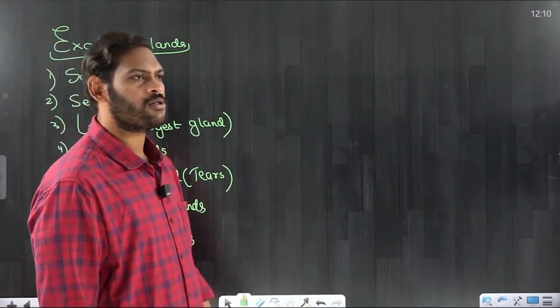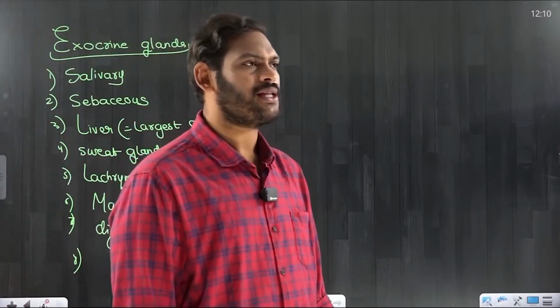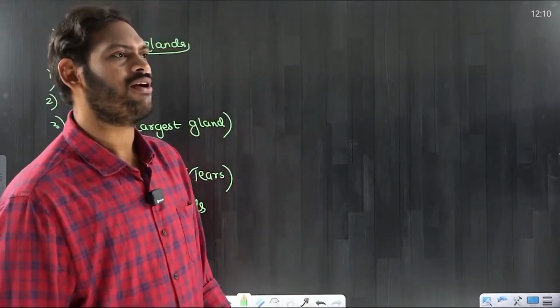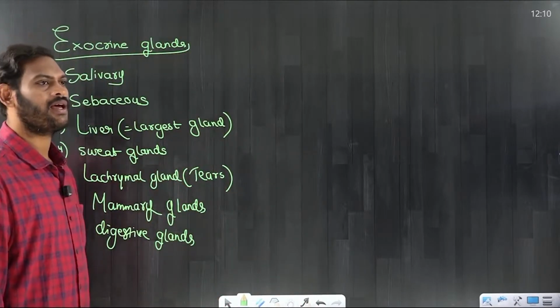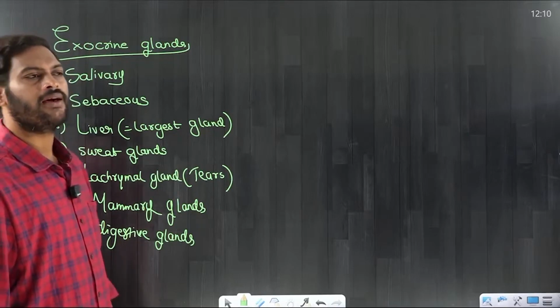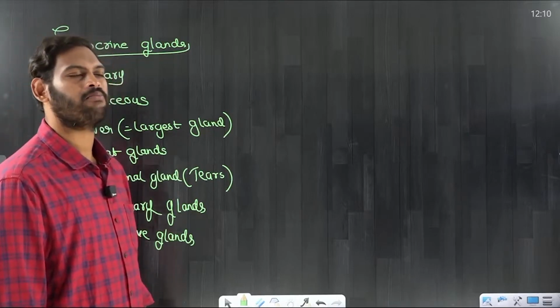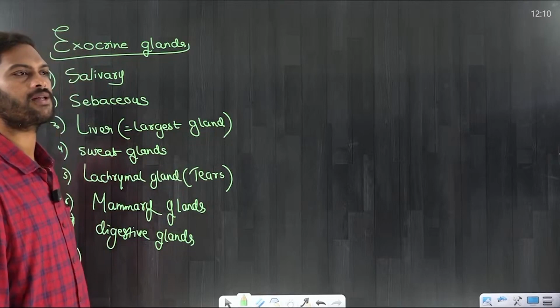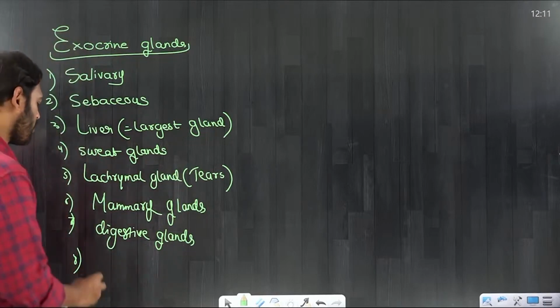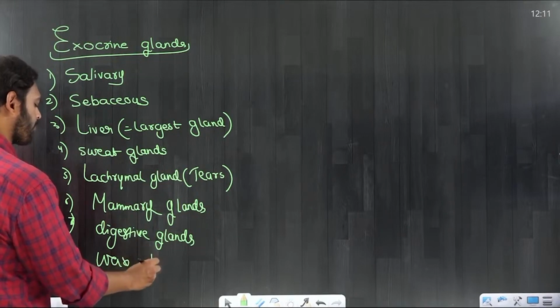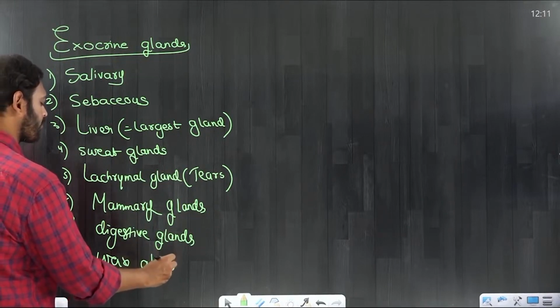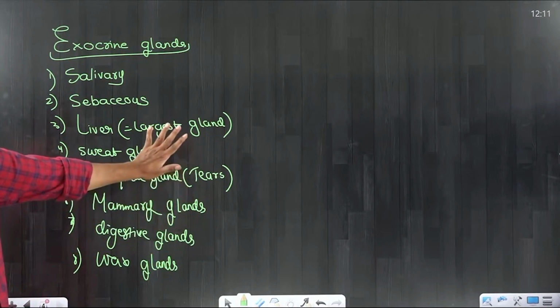Yes, Ratnabujji, Kuchpudi, liver does not secrete enzymes, but it has activators for every body process. Yes, it is exocrine, but usually liver secretion does not contain an enzyme. Bile has no enzymes. Yes, correct. One more. Wax glands of your ears. That is enough.